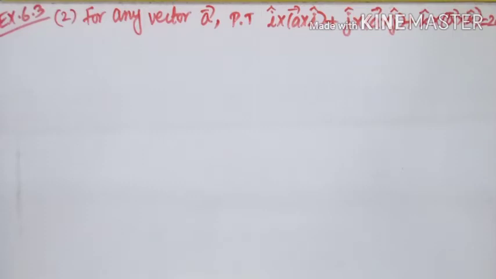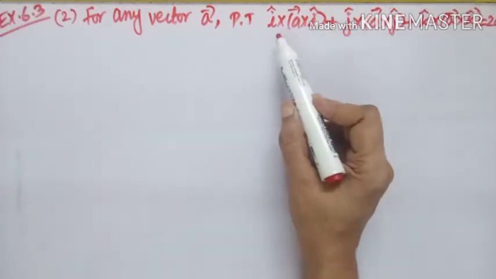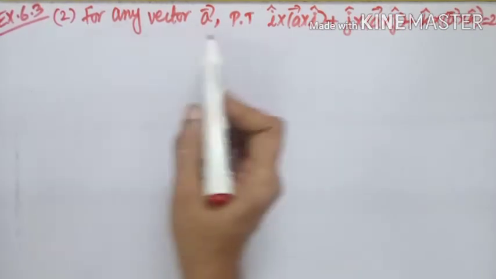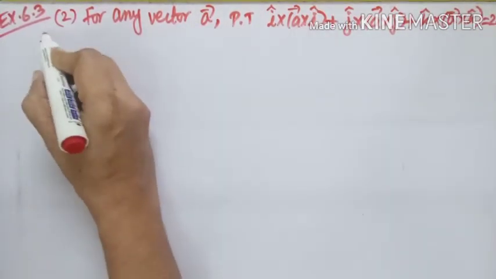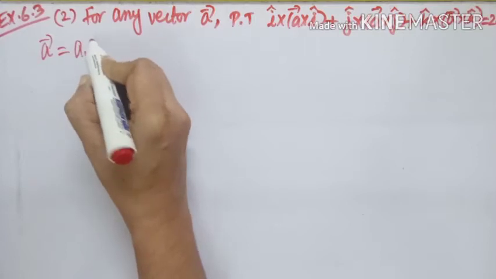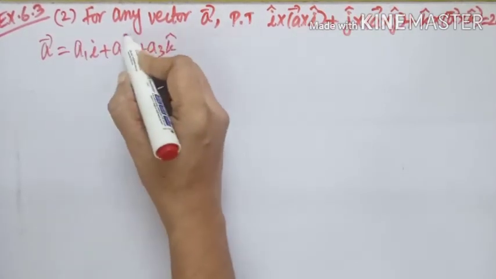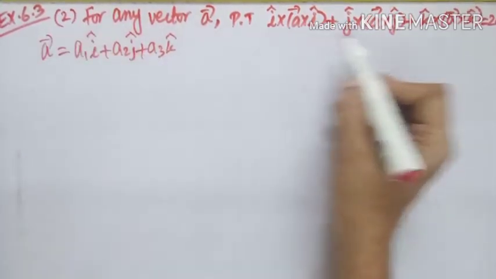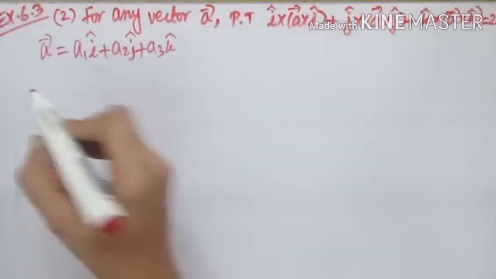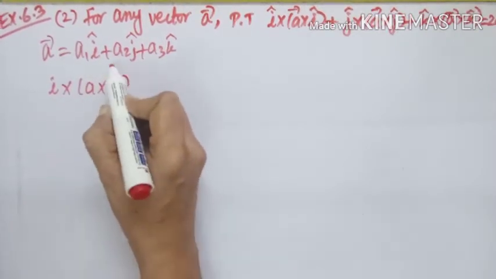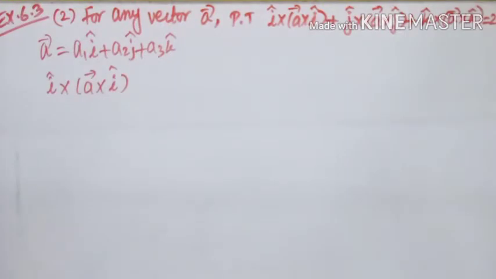Good morning, children. As a continuation of exercise 6.3, let us proceed with vector triple product. Given any vector, let us assume A equal to A1i plus A2j plus A3k. We want to show some result. So let us take one by one. I cross A cross I. How will I write it?